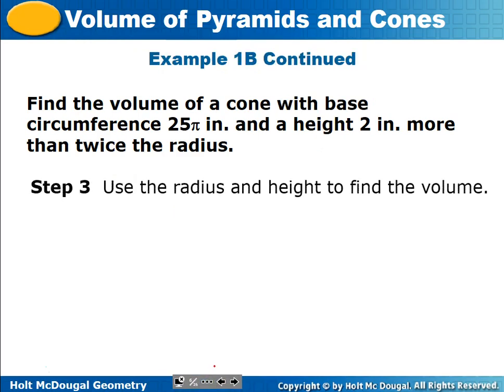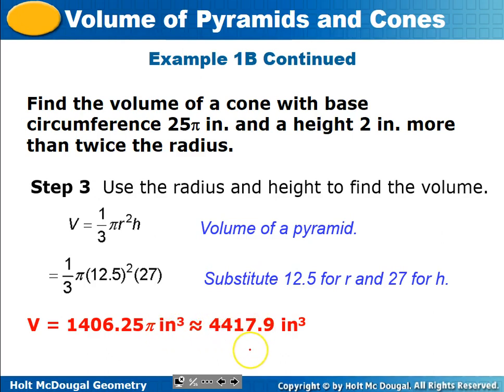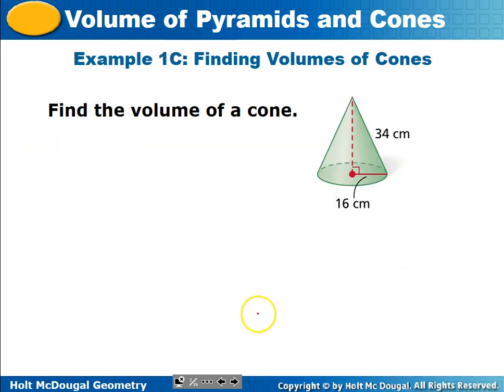And so then we're just going to plug those values into our formula, volume equals 1/3 pi r squared h. Here again, I would typically just do 12.5 squared times 27, divide that by 3, and then add the pi at the end. So that would be 1,406.25 pi inches cubed, and then if I multiply by pi, I get 4,417.9 inches cubed.